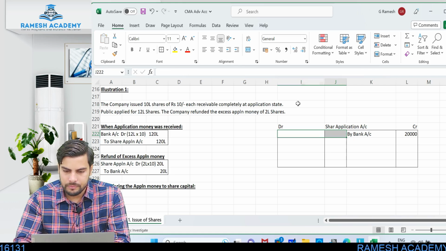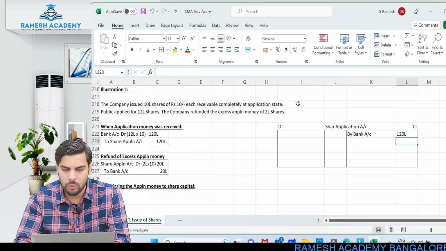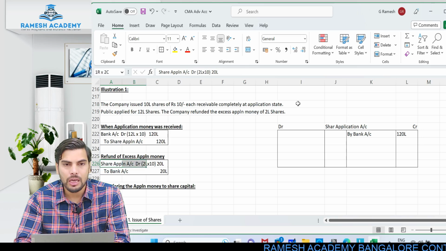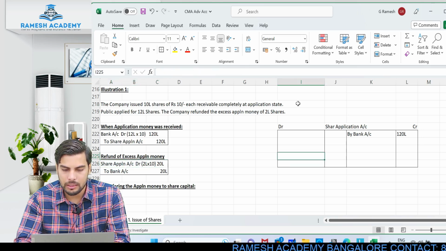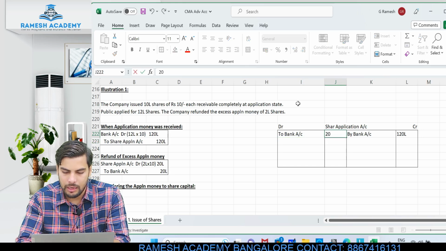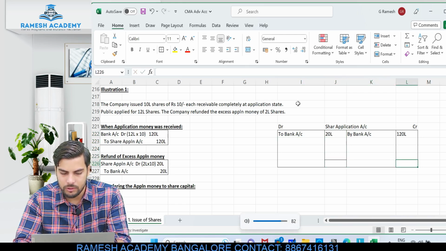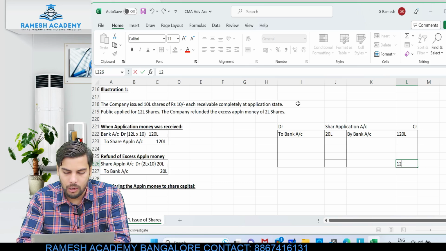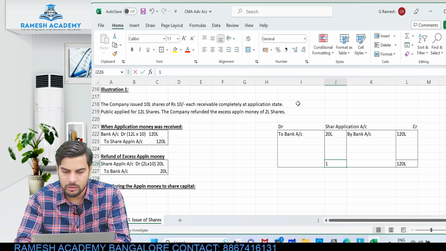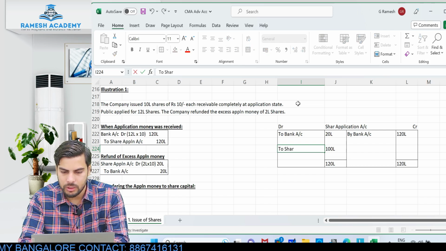So here, how much did I receive? I received 120 lakh. Out of this 120 lakh, in the second entry, I'm debiting share application account, so I'll go to the debit side and write to bank account. This is the refund part. How much did I refund? I refunded 20 lakh. Now if you close this particular ledger, 120 lakh is on the credit side, so the same 120 lakh I'll write on the debit side. 120 minus 20, 100 lakh is what I need to transfer to share capital.